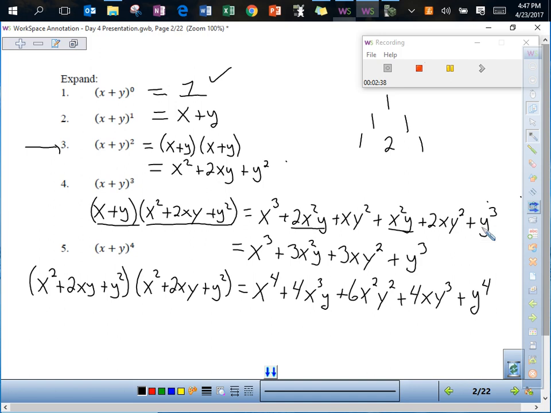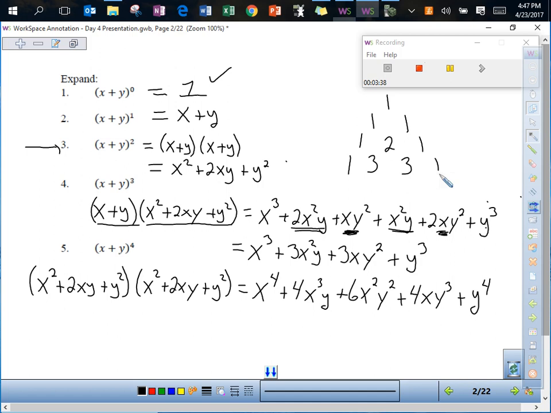The key to simplifying is also to put your terms in descending order for the variable that comes first in the alphabet, so in this case, x. So when I simplified this, I got x cubed. I combined that and got 3x squared y. I combined that and got 3xy squared, and then that was a loner. Notice these coefficients again. The coefficient of the x cubed is a 1. The next coefficient was a 3. The next coefficient was a 3. The next coefficient was a 1.